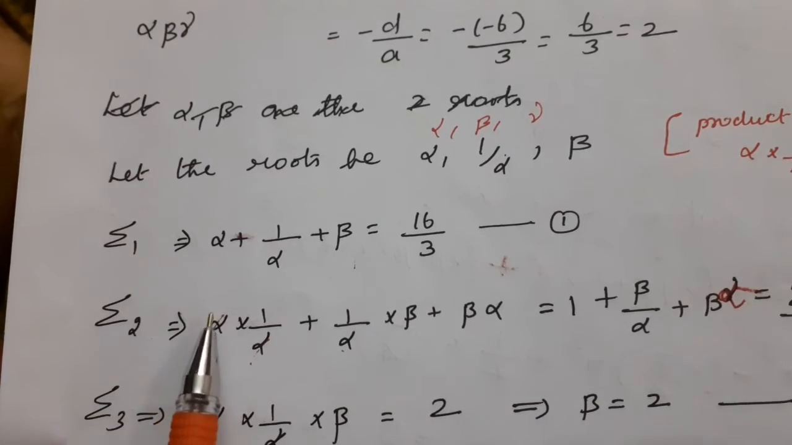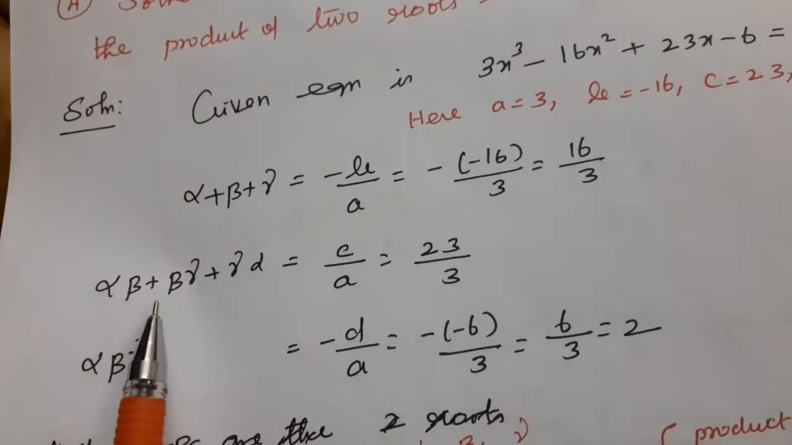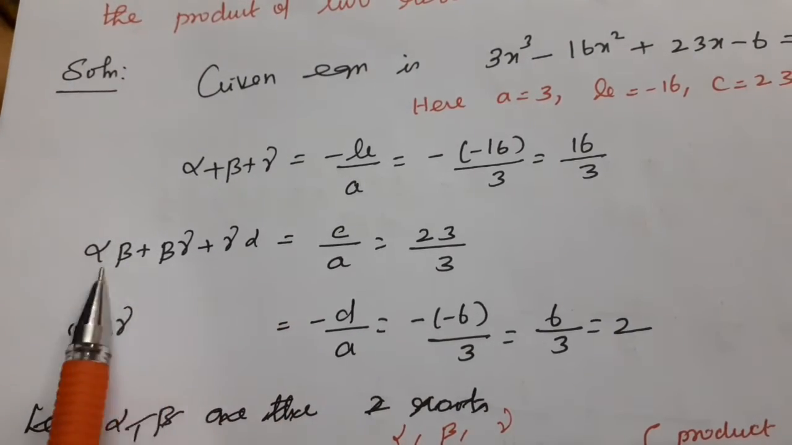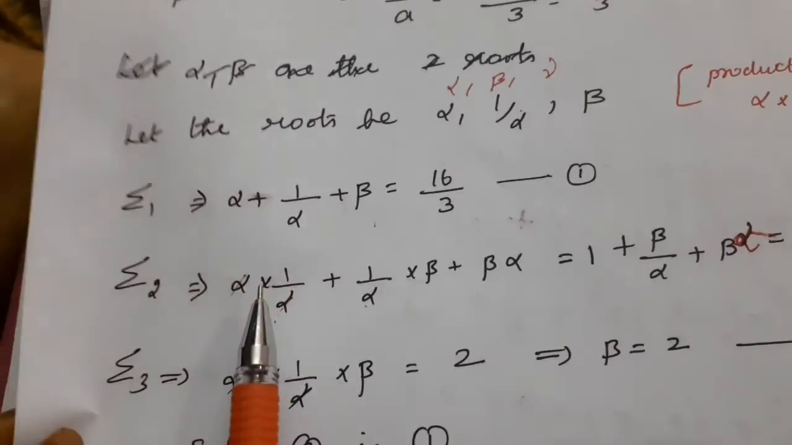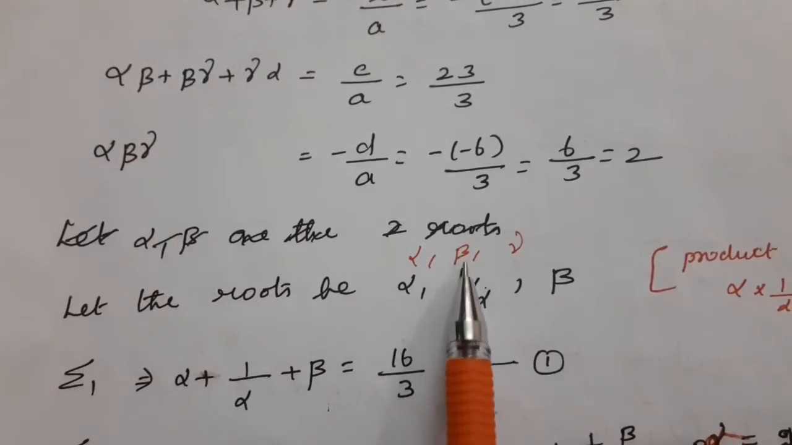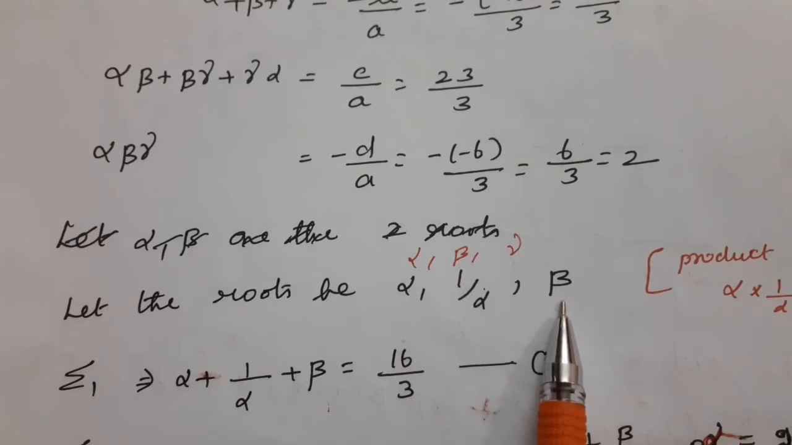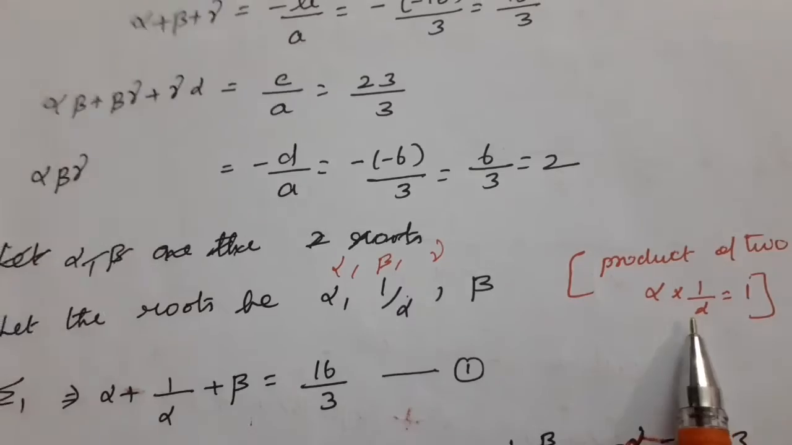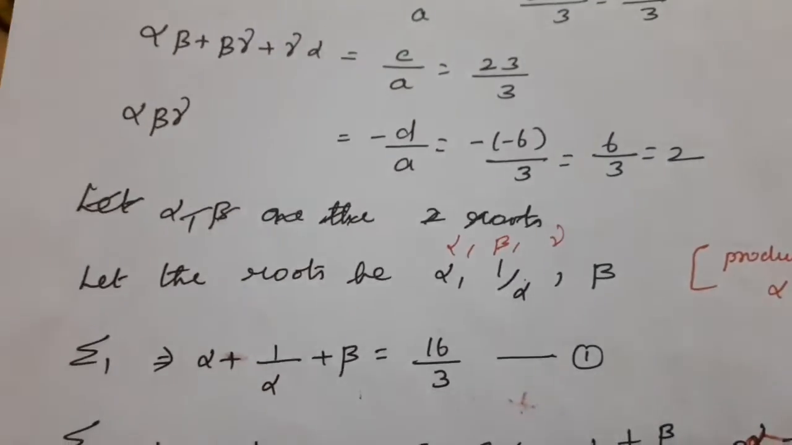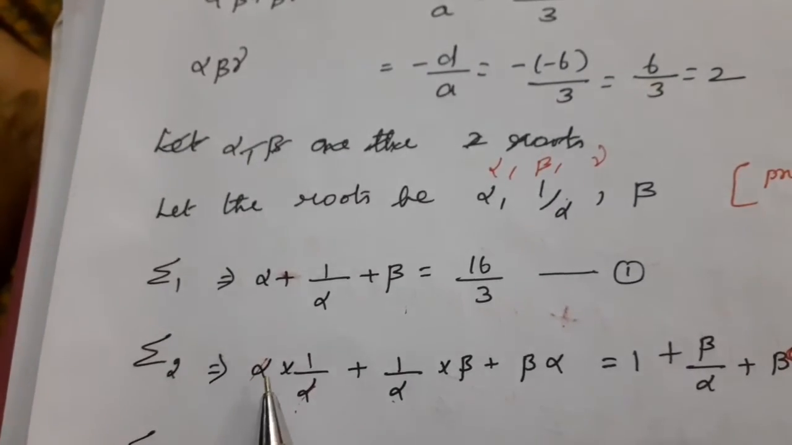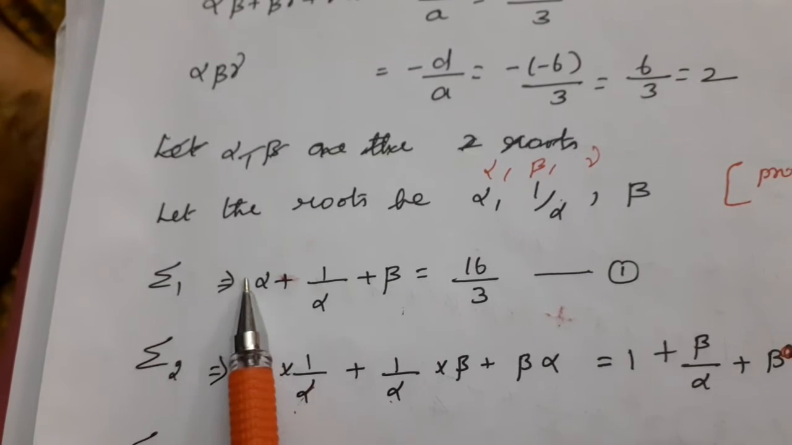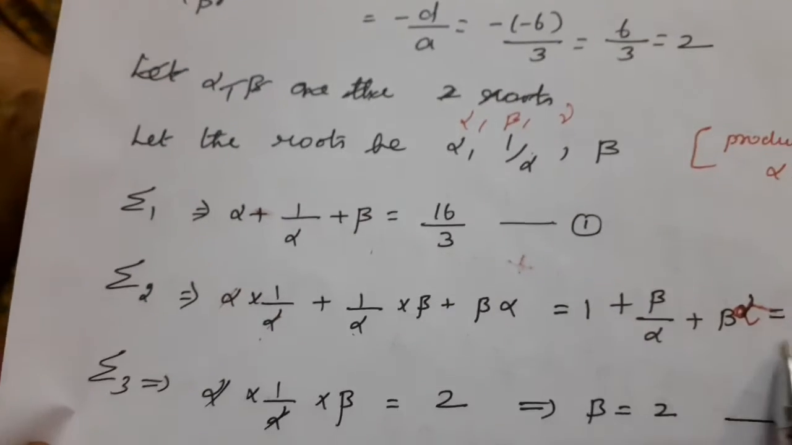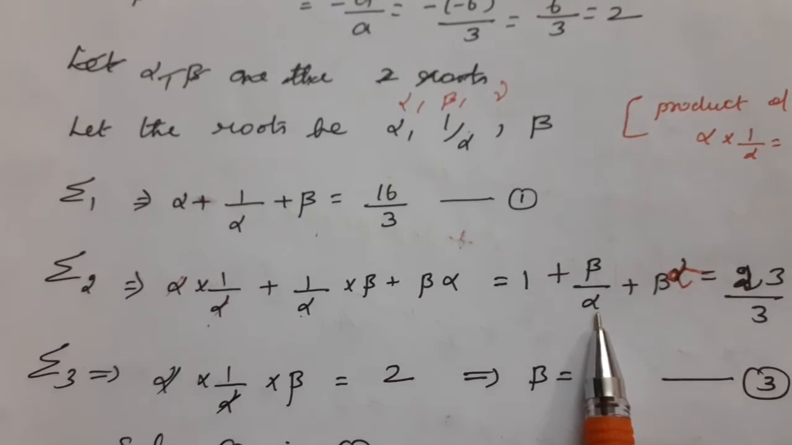The second one is alpha beta, beta gamma, gamma alpha. Instead of beta we take 1 by alpha, and instead of gamma we take beta, because the product of the two roots is 1, so alpha into 1 by alpha is taken as 1. You take any one of the roots and its reciprocal. So I am taking alpha: alpha into 1 by alpha plus 1 by alpha into beta plus beta into alpha. After simplification we get 1 plus beta by alpha, into beta.